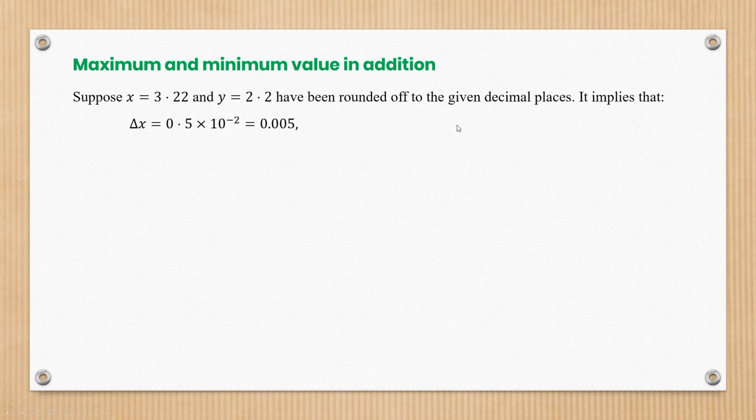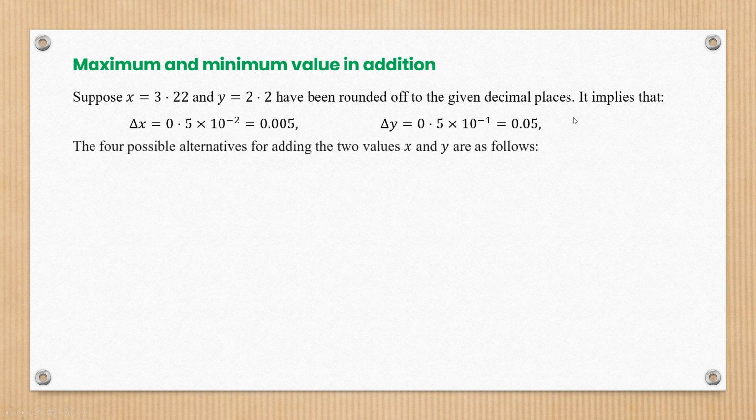So we shall have 0.005. And then the error in y shall be found from 0.5 times 10 to the power negative 1 because we actually have one decimal place. So we shall have it as 0.05. Now there are four possible alternatives for adding the two values x and y, and these are as follows.